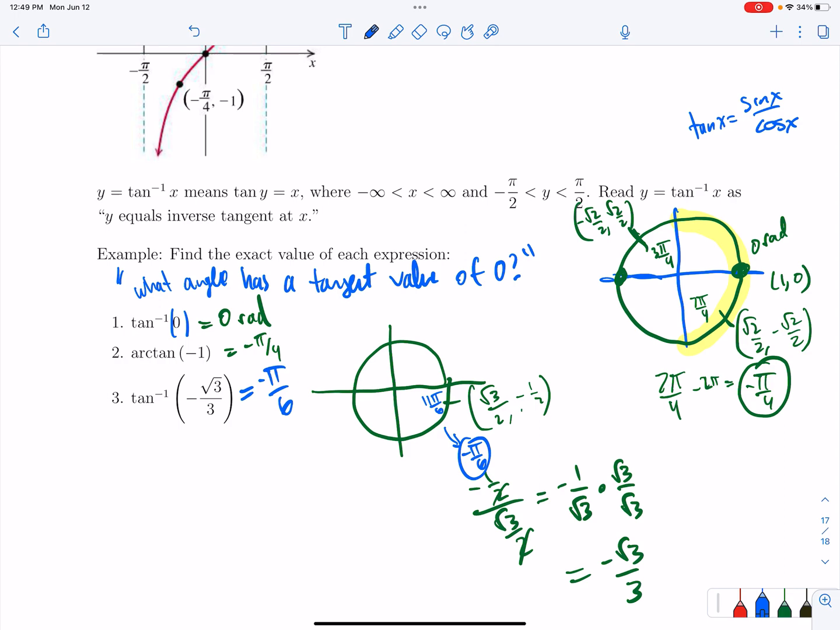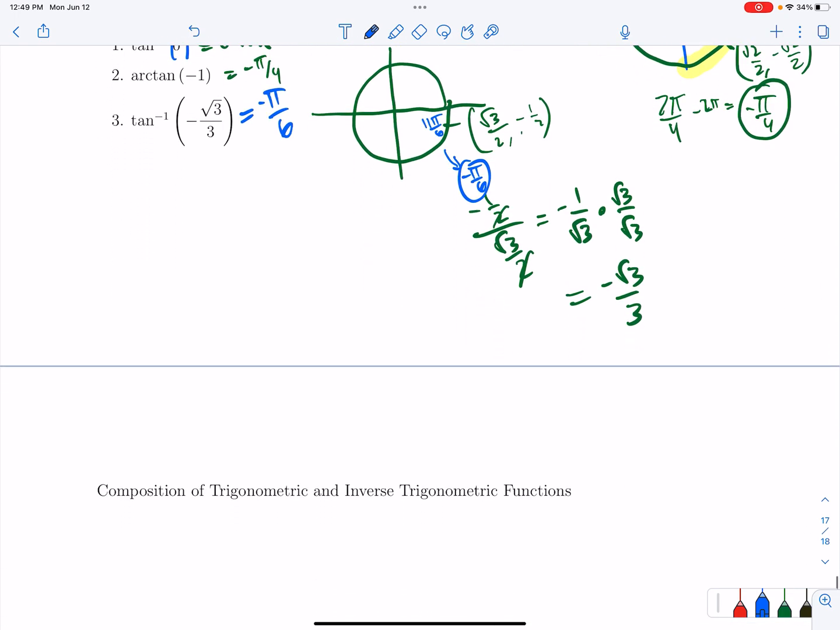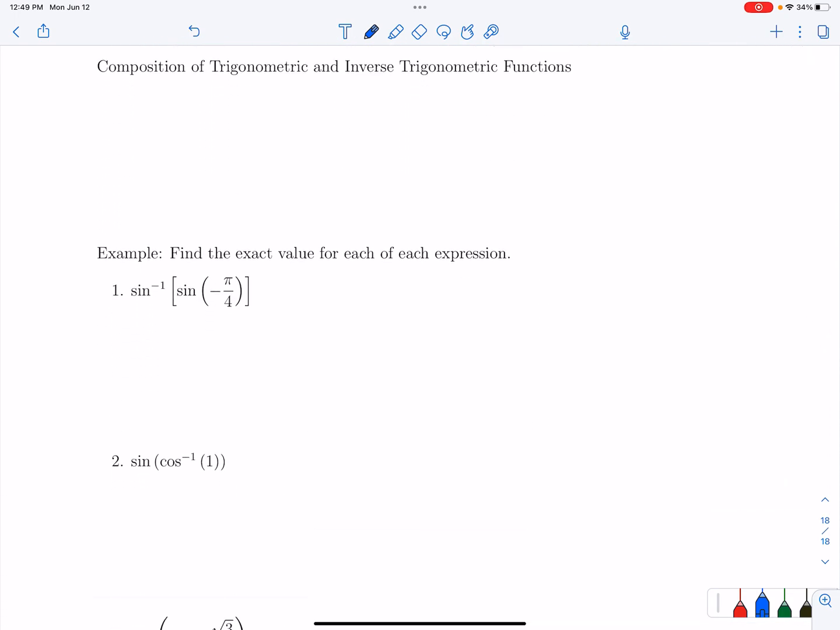The last thing to look at in this video is how we do composition functions. So composing the composition of a trig function and its inverse, or an inverse trig function. So recall, when we are doing composition functions, let's say I have f of x equals 3x plus 1, and g of x equals 2x cubed, I guess.